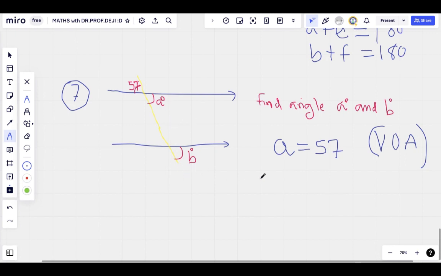Now, if you take a look at angle B, we also have to find B. B is also what? 57. The reason is not because they are vertically opposite, but because there's another reason. Because they are corresponding. Angle B is also 57 because they are corresponding. So we say corresponding angles are equal. So B is also 57. That's the solution to that question.